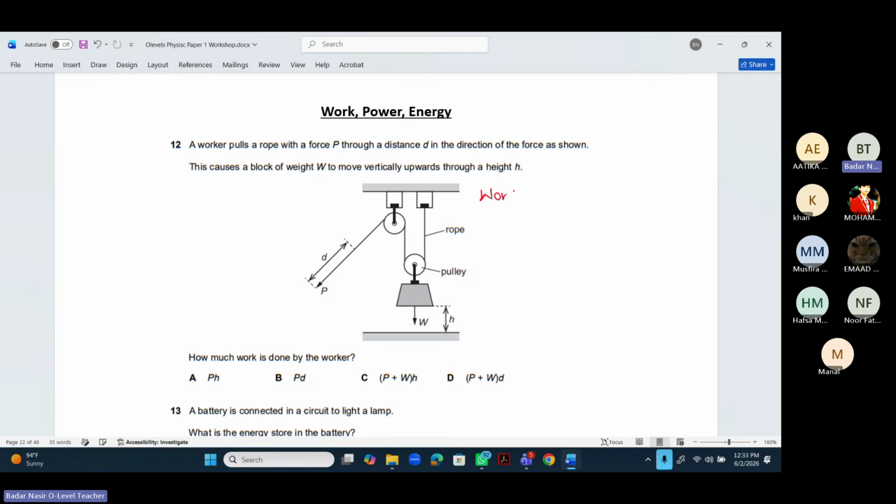Work done क्या होता था? Product of force into distance in direction of force.